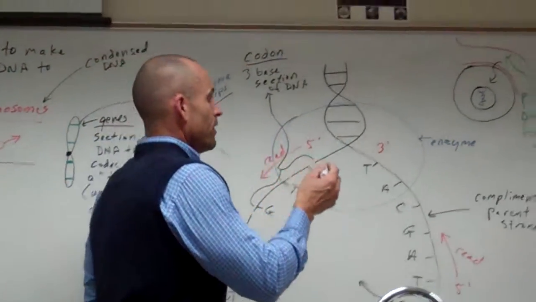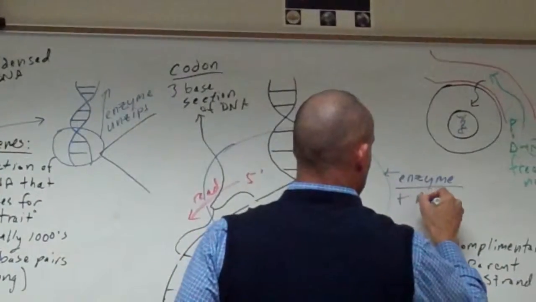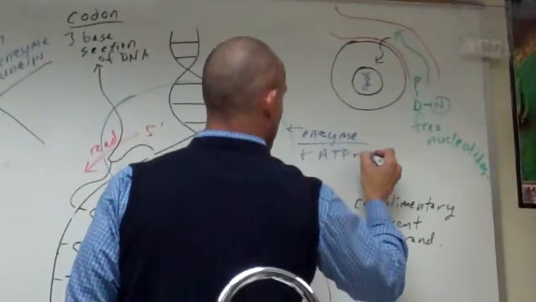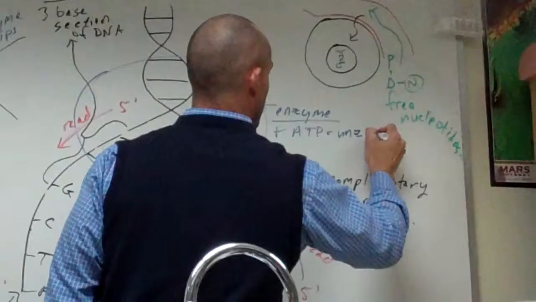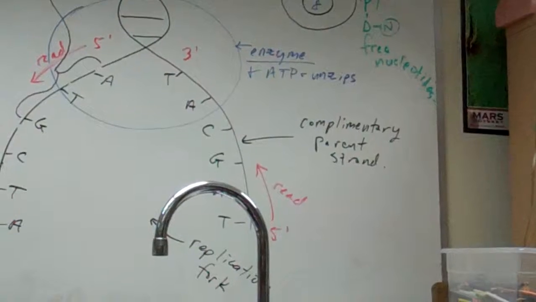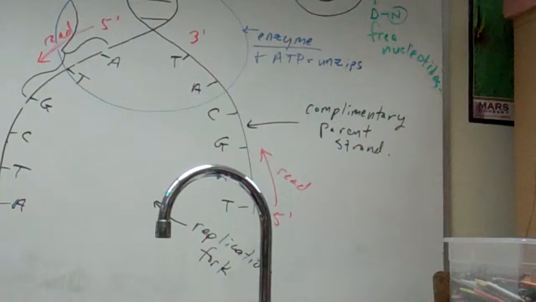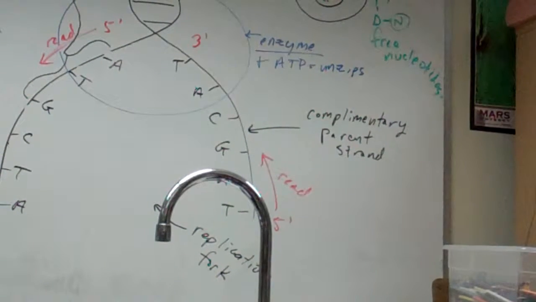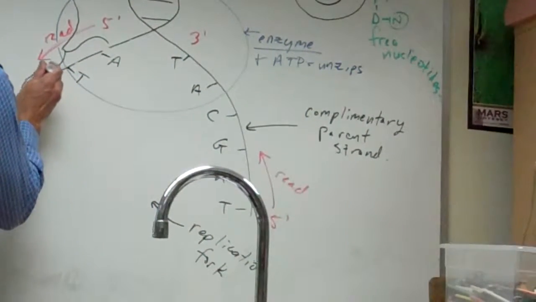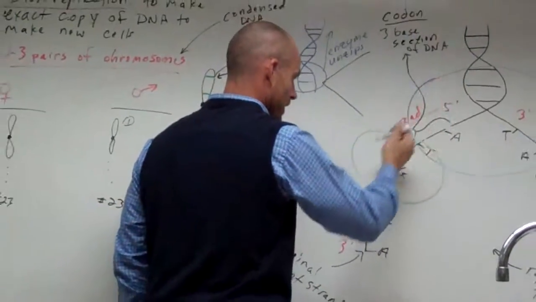All right. The next thing that you need, the enzyme plus a little bit of ATP, just a little bit, unzips. Then because we're reading 5' to 3', we'll have another enzyme that attaches here. Well, it attaches at the beginning, but we'll put it right there. It attaches right here and starts reading in this direction.